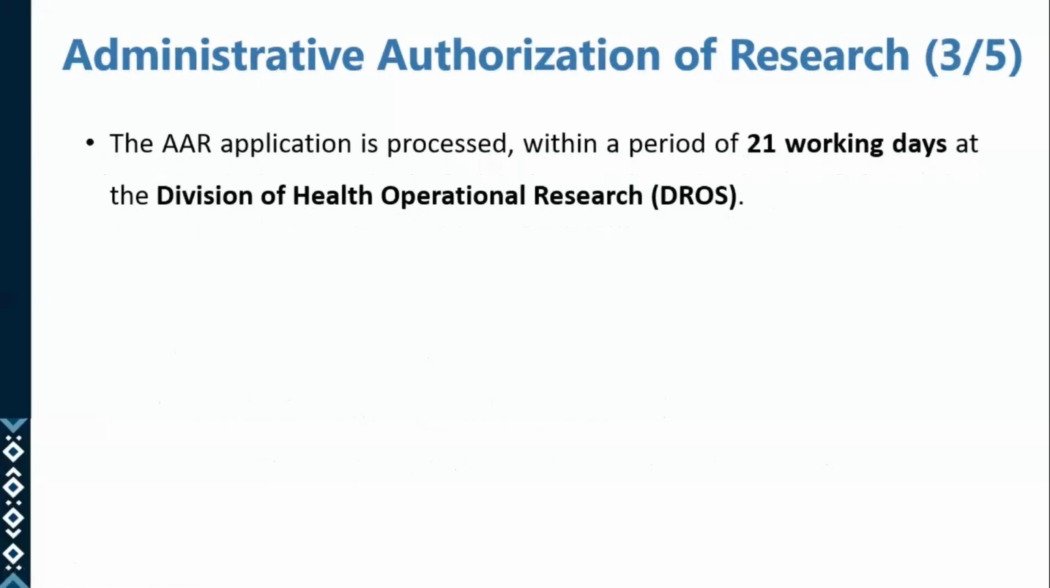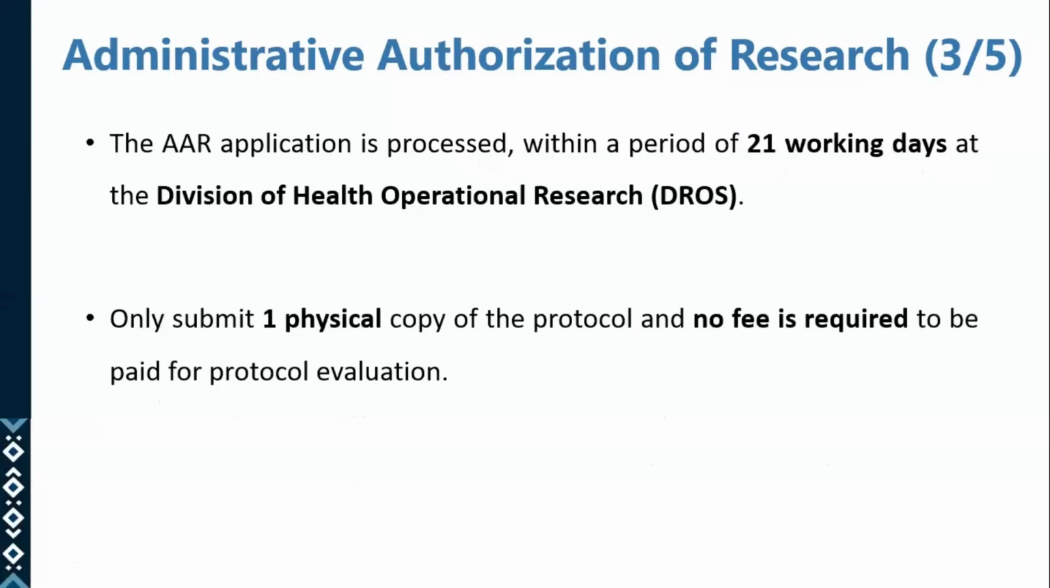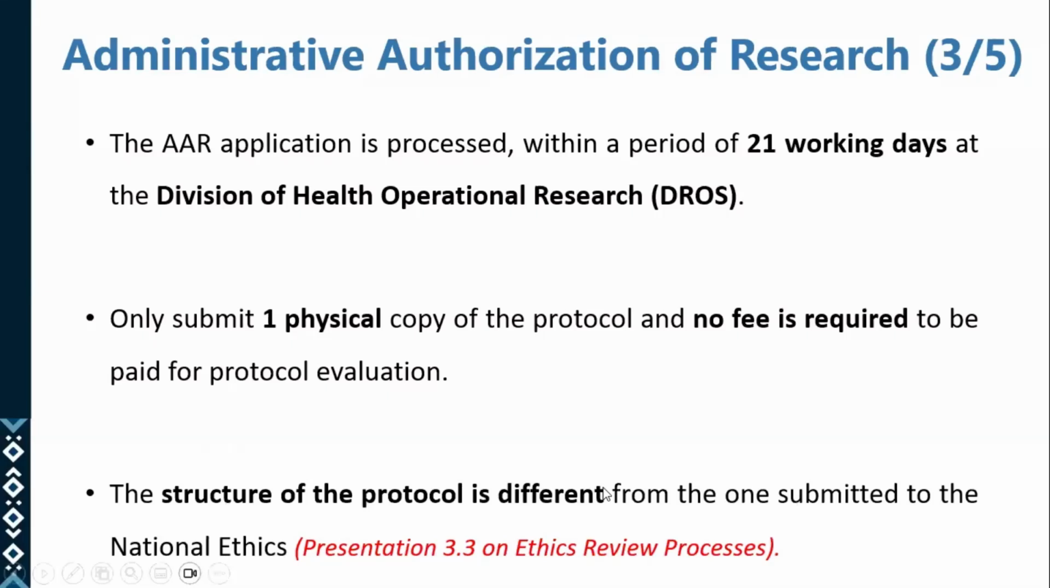The ARA application is processed within a period of 21 working days at the Division of Health Operation Research of the Ministry of Public Health. So you have 21 working days when you have to send it. Here you will only submit one physical copy of your protocol and no fee is required. So there is no fee for protocol evaluation at the Ministry of Public Health for administrative authorization. And finally, the structure of the protocol here for ARA is different from the one submitted to the national ethics. So we will see all the different structures in our presentation 3.3 on ethics review processes.